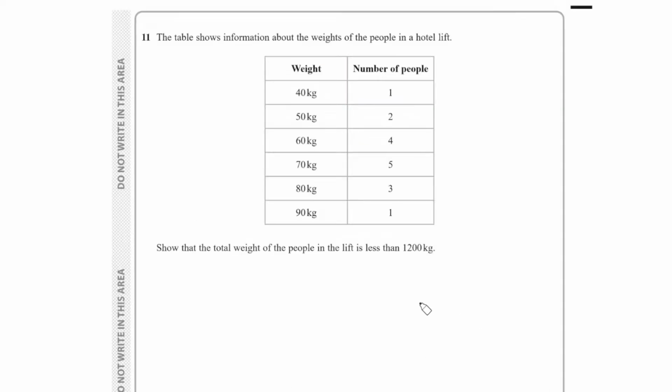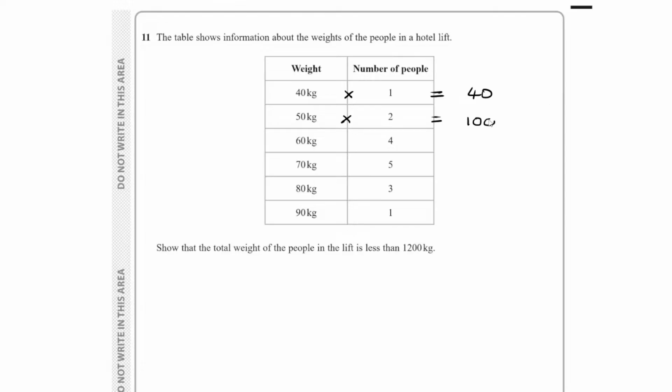Question 11, the table shows information about the weights of the people in a hotel lift. So we've got the weight in one column and then the number of people for each of these weights in the other column. Show that the total weight of the people in the lift is less than 1,200 kilograms. So we just need to multiply across. We've got one person that weighs 40 kilos, so that's just 40 kilos, isn't it? But here we've then got 2 people that weigh 50 kilos, so in total that would be 100 kilos, wouldn't it?